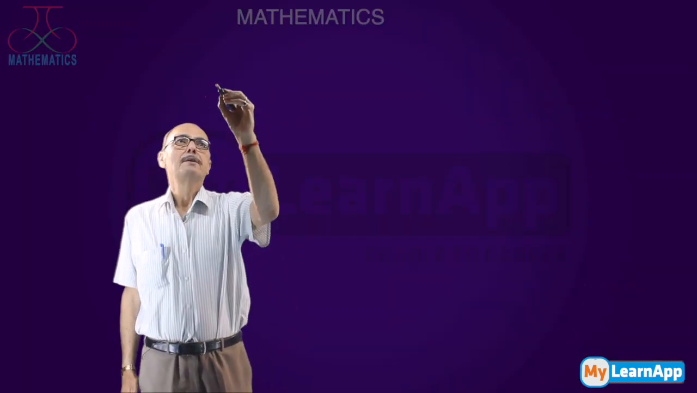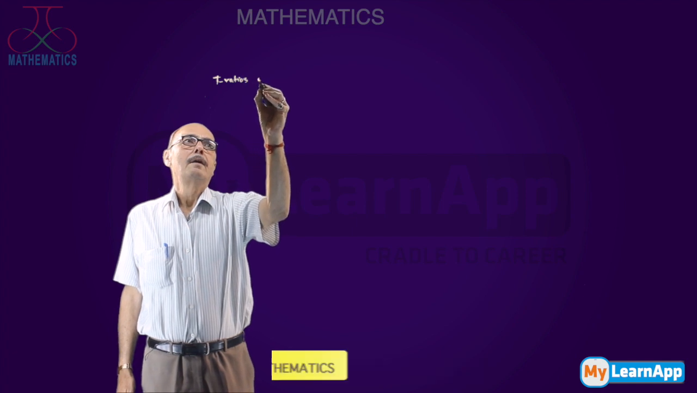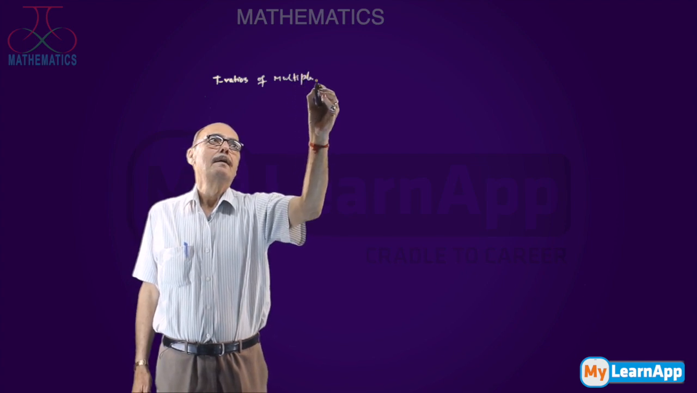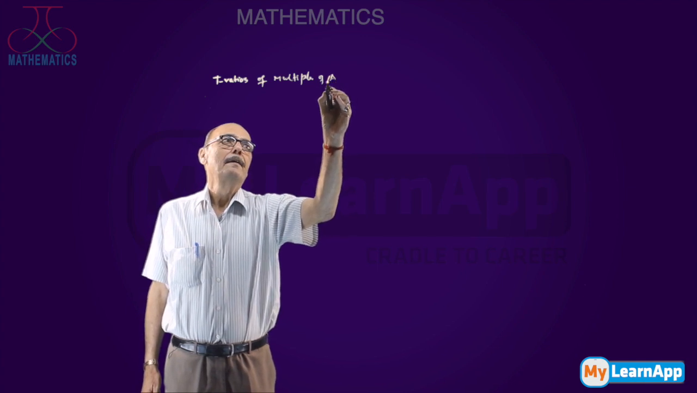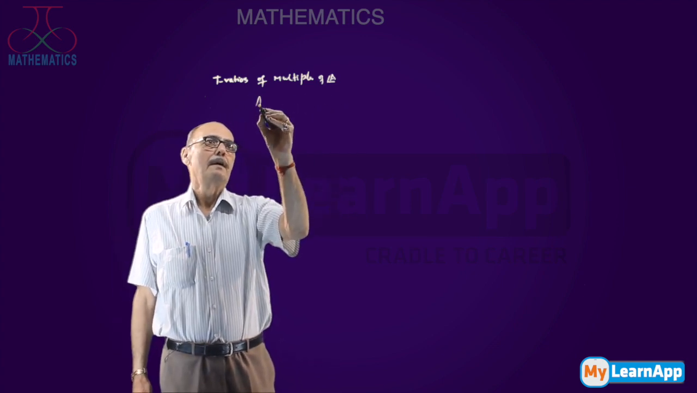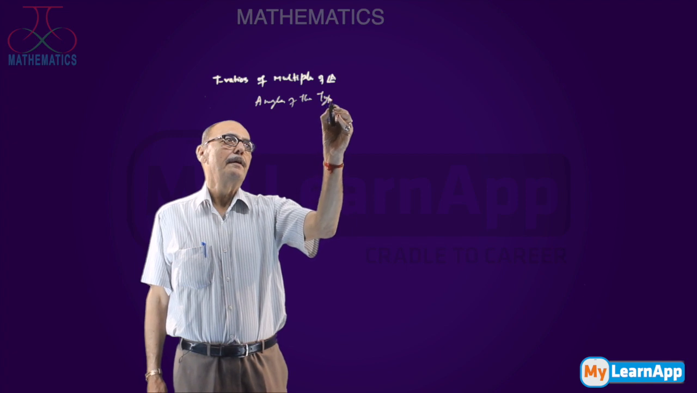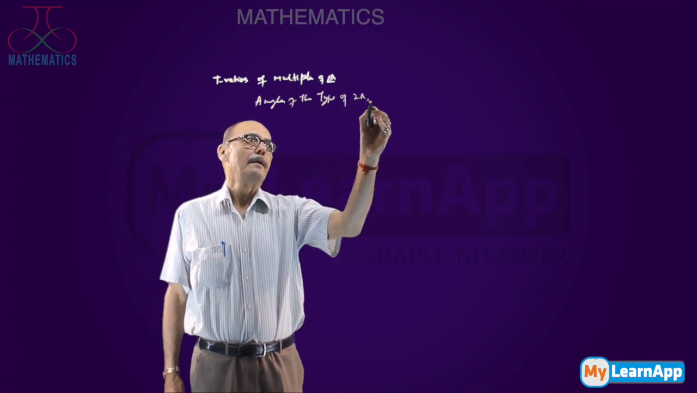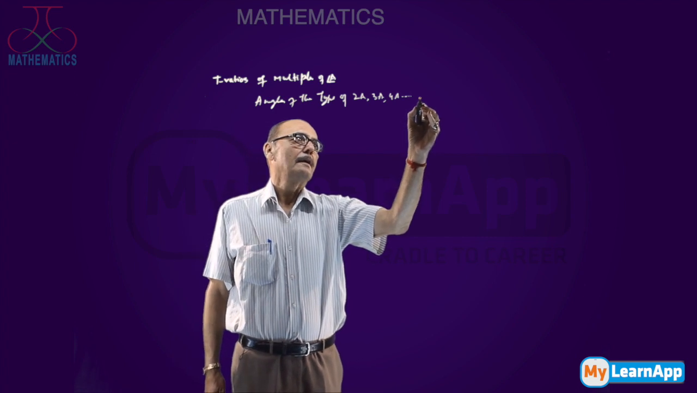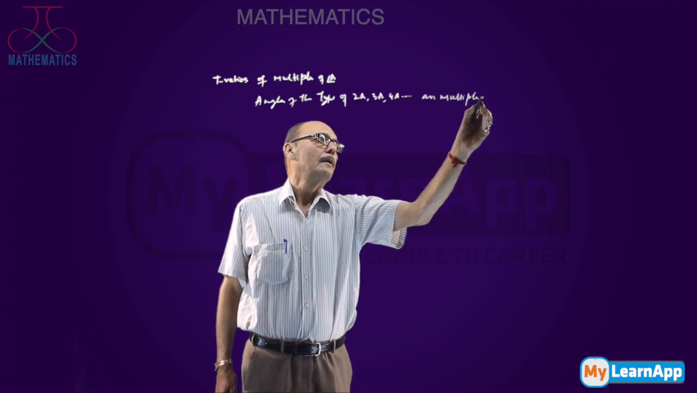Now we proceed to find T ratios of multiples of angle A. Angles of the type of 2A, 3A, 4A, and so on, or multiples of angle A.